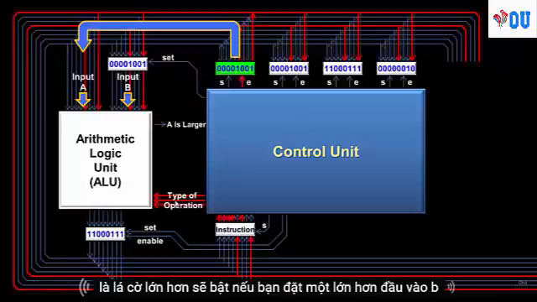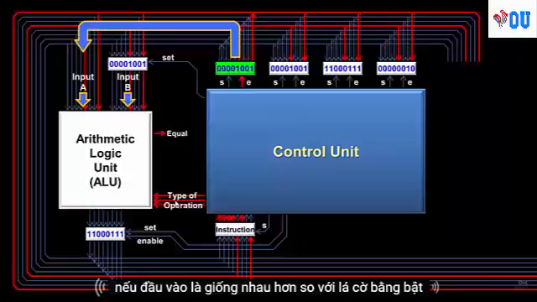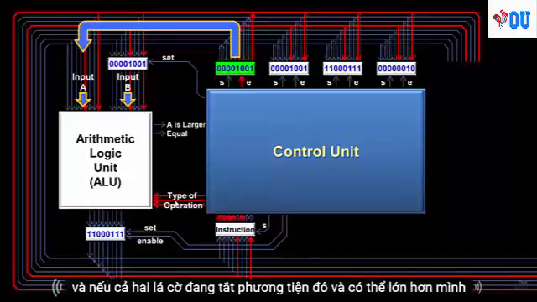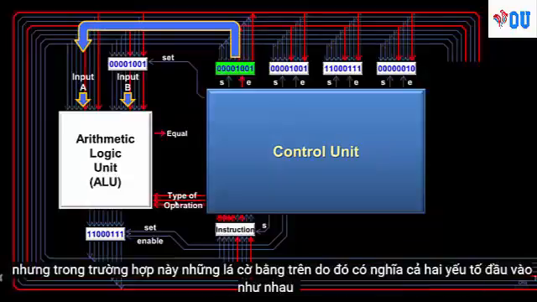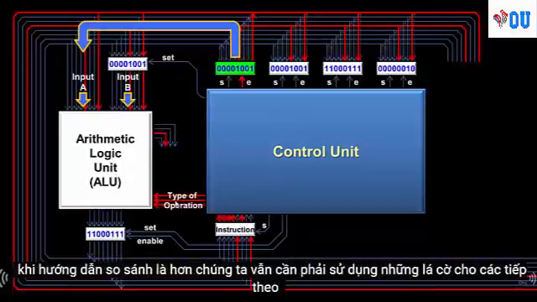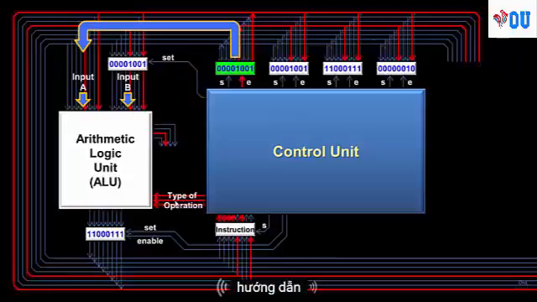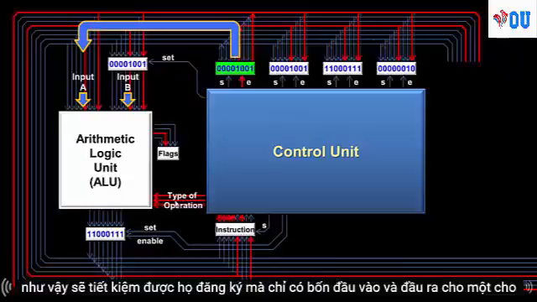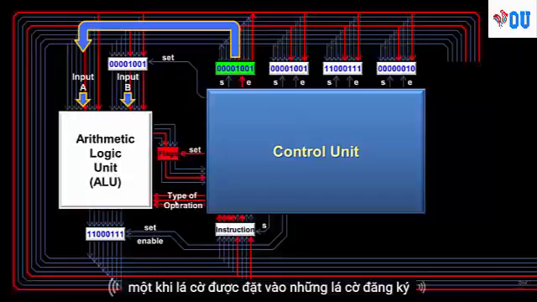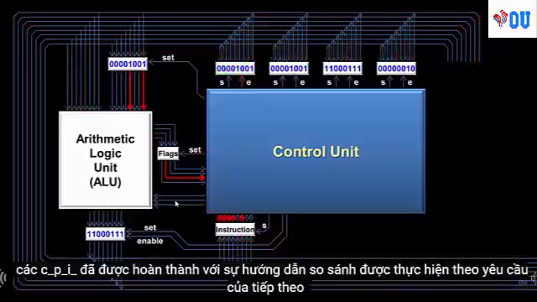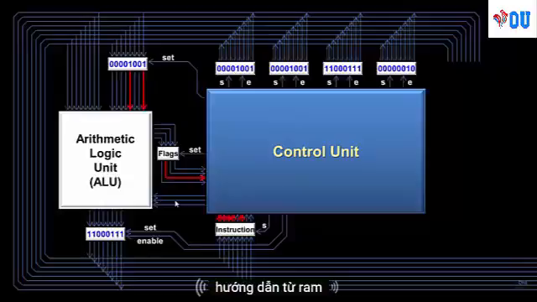The A is larger flag will turn on if input A is larger than input B. If the inputs are the same, then the equal flag turns on, and if both of these flags are off, that means input B is larger. But in this case, the equal flag is on, so that means both inputs are the same. Once the compare instruction is over, we still need to use the flags for the next instruction, so we'll save them to a register that only has 4 inputs and 4 outputs, 1 for each flag. Once the flags are set into the flags register, the CPU is finished with the compare instruction, and it can then request the next instruction from RAM.